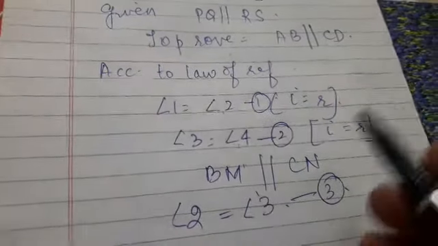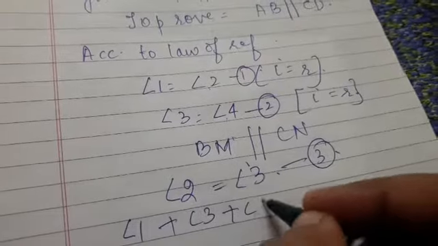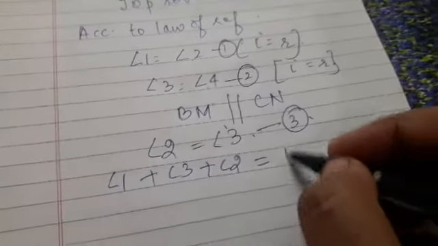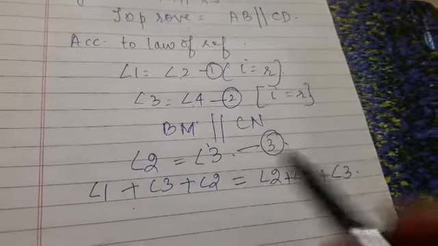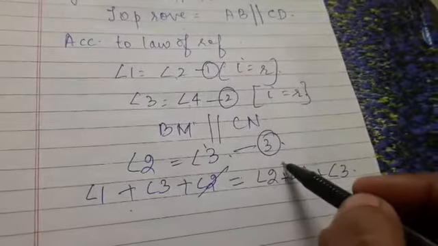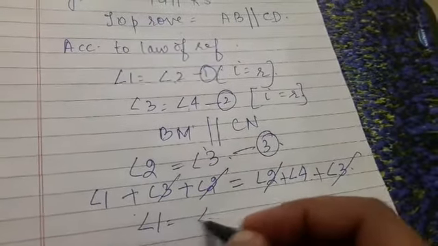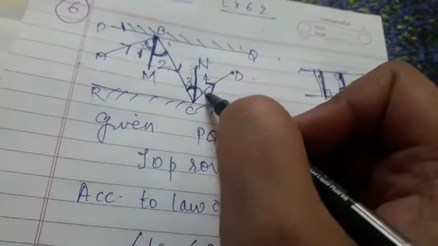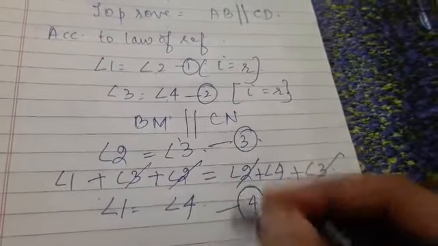I will add the three equations: angle 1 plus angle 3 plus angle 2, and here I add angle 2 plus angle 4 plus angle 3. Now as you can see, on the left side and the right side, some angles are similar. I can cancel these, and here I get angle 1 is equal to angle 4, right? Now we've got one more equation, I will name it as equation 4.